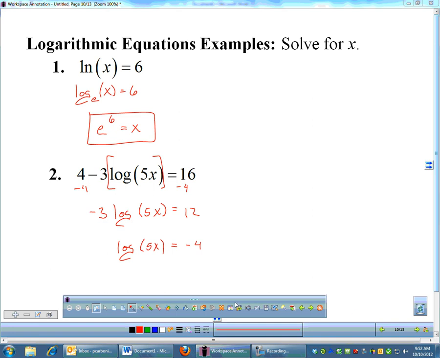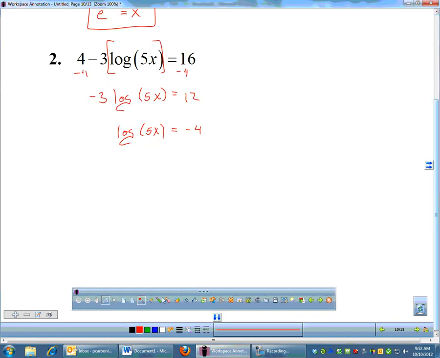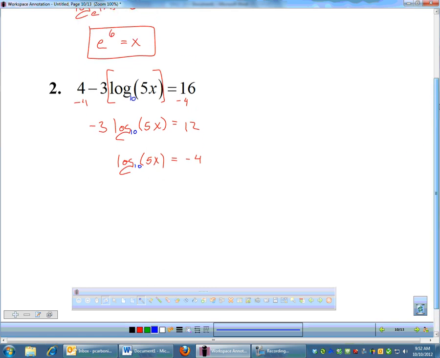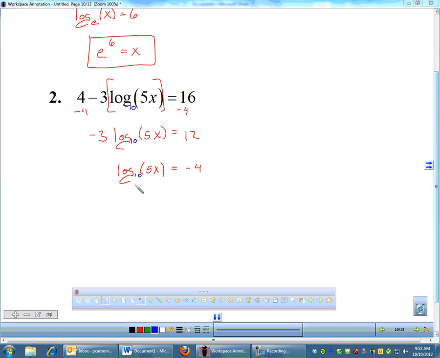And then this one, let's see, there's no base written. This just hit me. There's no base. If there's no base written, it is an understood base 10. If it's log without a base written, it's base 10. Now, ln is base e. So here, I'm going to take this out of log form. That's 5x is equal to 10 to the negative 4 power.